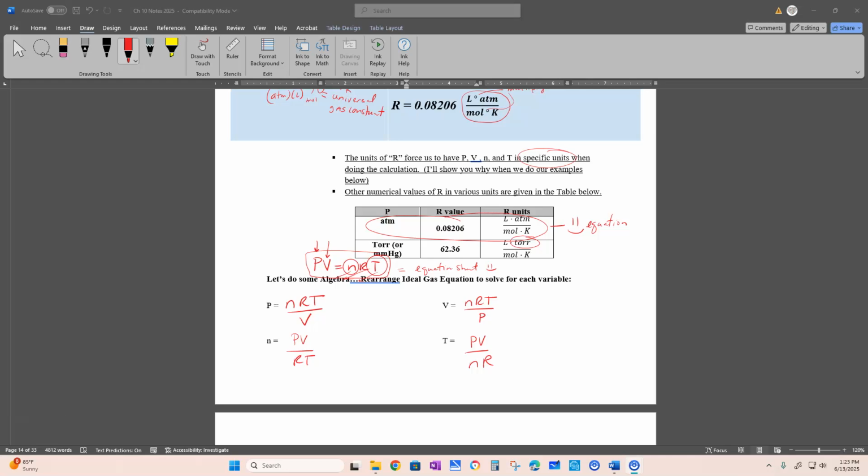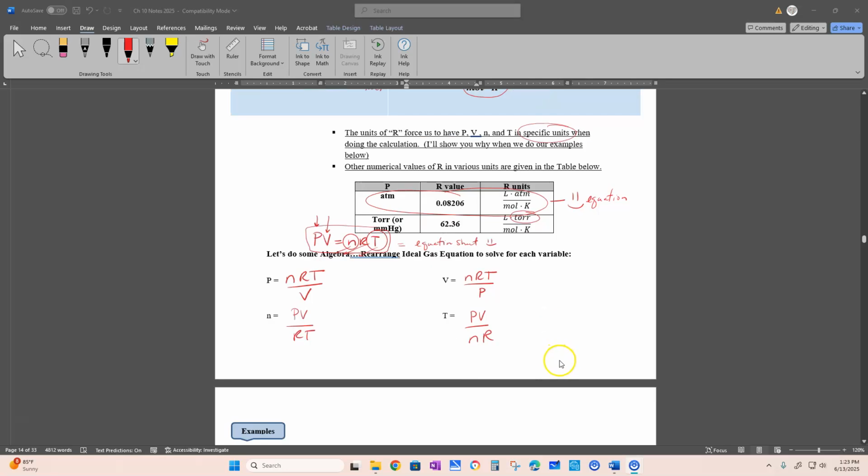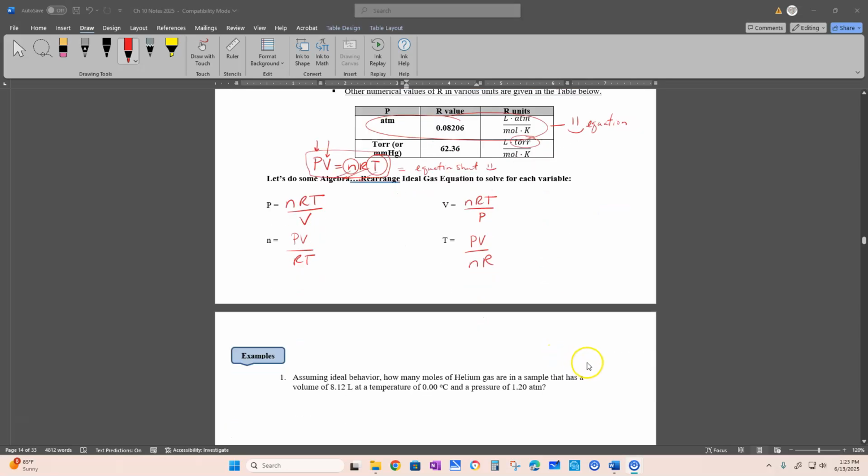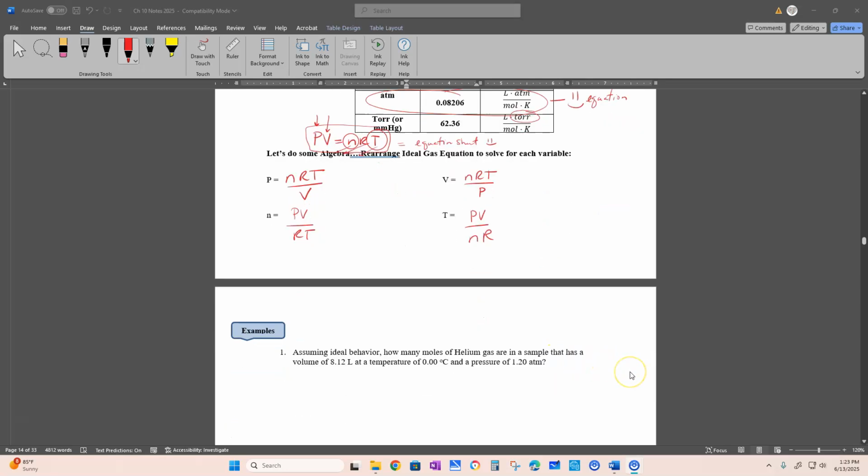So having solid algebra skills is just as important as having strong chemistry skills. Because if you can't rearrange an equation, you can't do the math and chemistry. And if you can't do the math and chemistry, then we've got a problem in pretty much every chapter to come. So let's practice this.